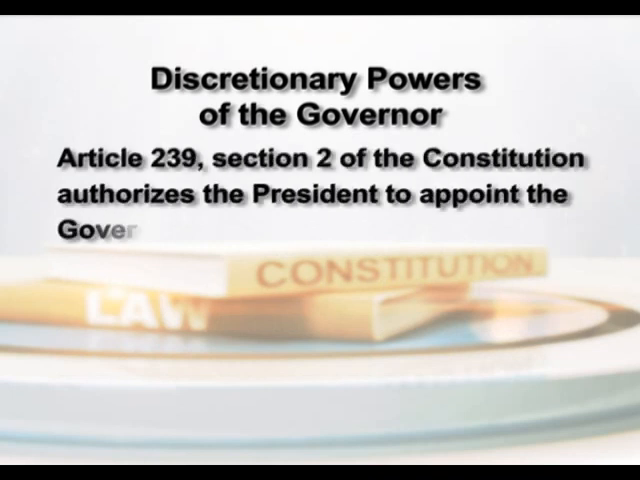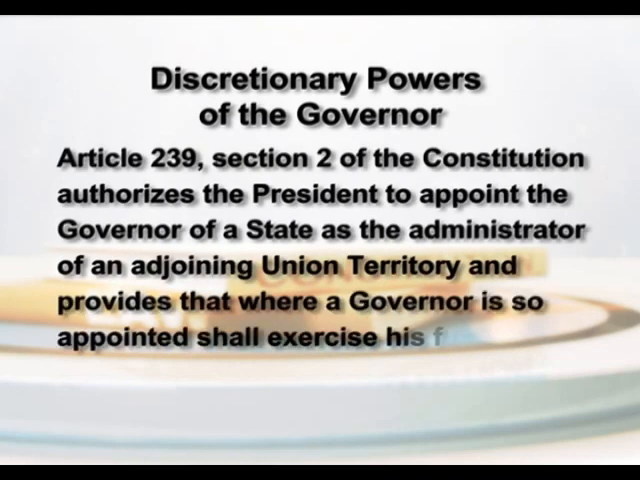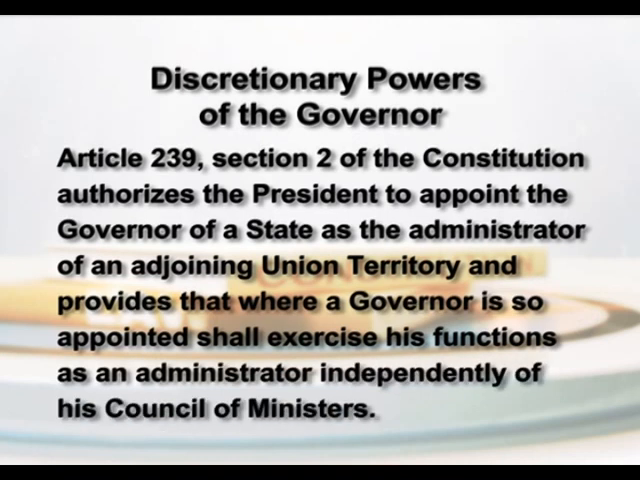Secondly, Article 239, Section 2 of the Constitution, which authorizes the President to appoint the governor of a state as the administrator of an adjoining union territory, and provides that where a governor is so appointed, he shall exercise his functions as an administrator independently of his Council of Ministers. Besides these two functions to be exercised by the governor in his discretion, there are certain other functions which he can exercise on his special responsibility.